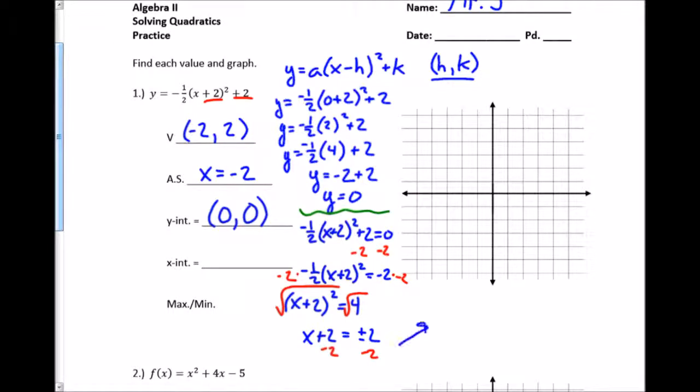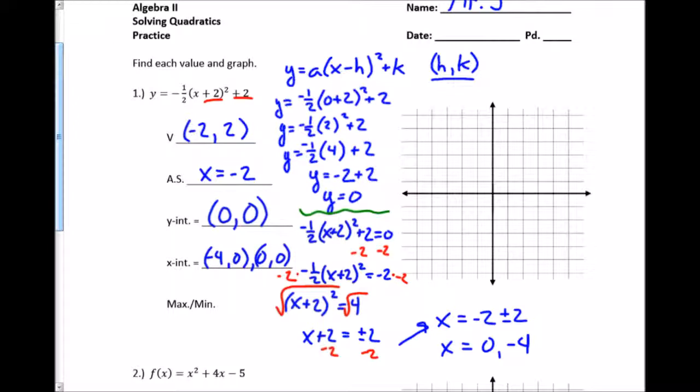So what I find out is that x equals -2 plus or minus 2. If I do -2 plus 2, it gives me 0. If I do -2 minus 2, it gives me -4. So I get 2 separate answers here. I can express those as ordered pairs, (-4, 0) and (0, 0), which is no surprise because that y-intercept has to also be an x-intercept. It crosses each of those axes.